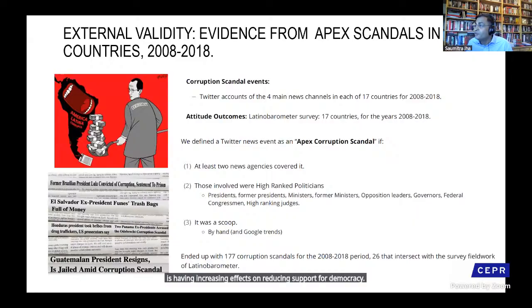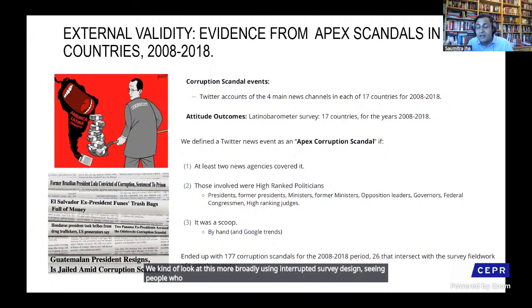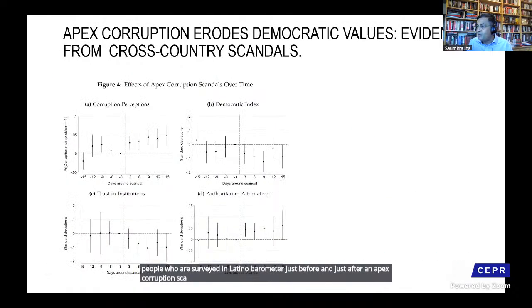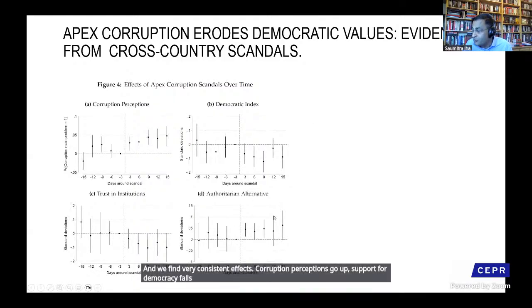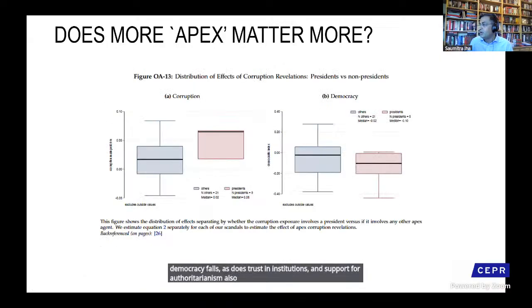We look at this more broadly using an interrupted survey design, seeing people who were surveyed in Latinobarómetro just before and just after an apex corruption scandal. And we find very consistent effects. Corruption perceptions go up, support for democracy falls, as does trust in institutions, and support for authoritarianism also increases.